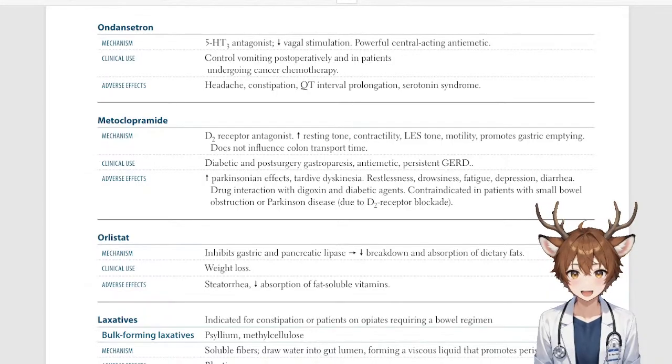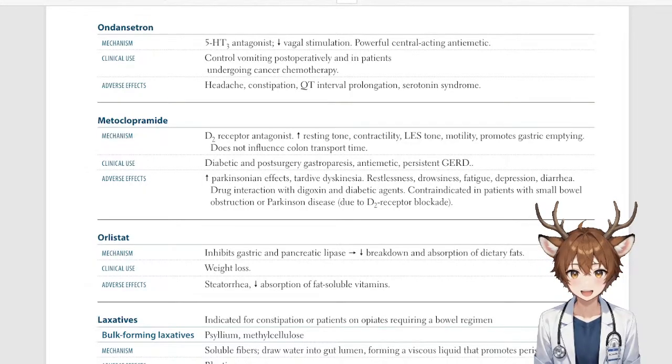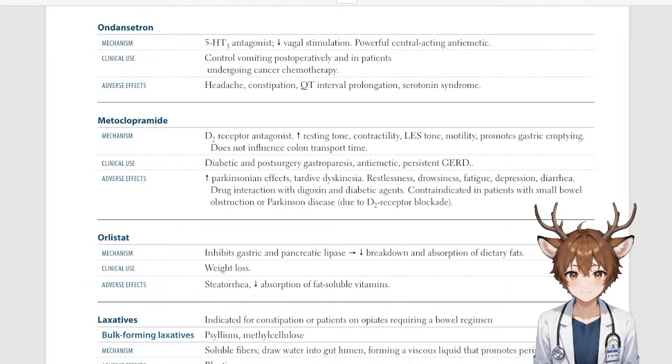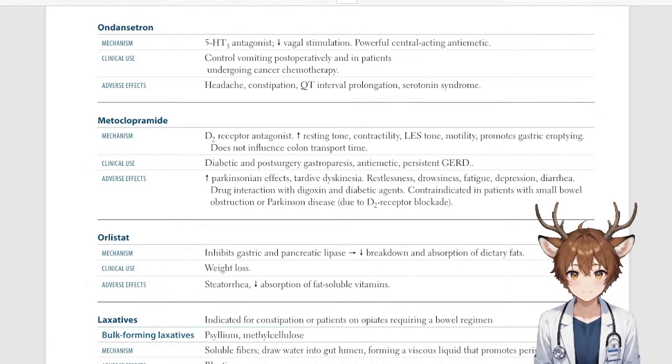So ondansetron and granisetron. They are 5-HT3 receptor antagonists. They also act peripherally to decrease vagal stimulation. They are used for nausea and vomiting after chemotherapy, radiotherapy, or surgery. But they can cause headaches, constipation, QT interval prolongation, and serotonin syndrome.